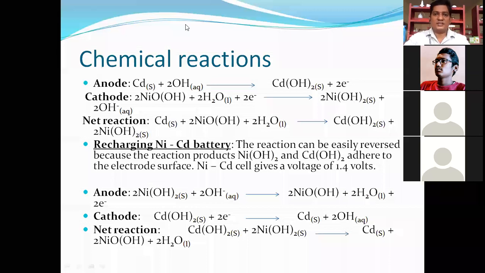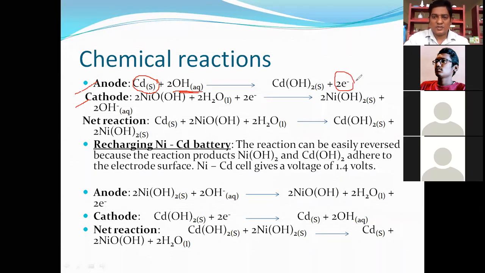Now see this. This part is very, very important. When we're discussing anodic and cathodic reactions, it's simple. The cadmium rod is known to be the anode, in the presence of KOH. In the anodic reaction, cadmium is converted into cadmium hydroxide.